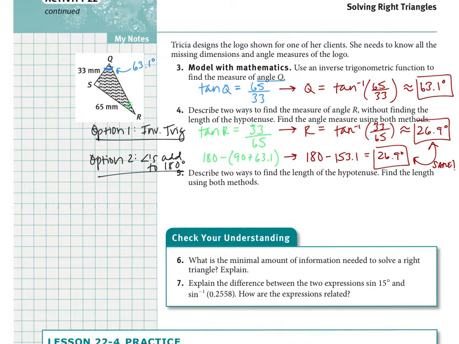Cool. All right. Let's look at number 5 now. Whoa, this is going to be cool. All right. So it wants us to describe 2 ways to find the length of the hypotenuse. Now, again, remember, we just found angle Q and angle R. Should probably label angle R, right? That's 26.9 degrees. Now we have to find this hypotenuse, that other missing piece, the length of QR. And we have to find 2 ways to do this?